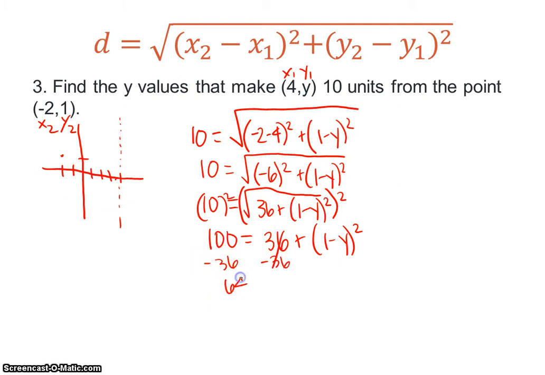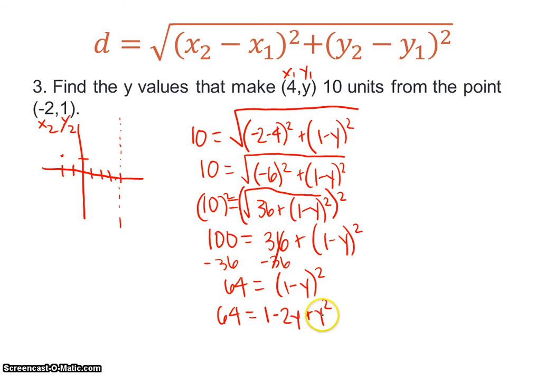So we get 64 equals (1 minus y) squared. So now we're going to FOIL. So 64 equals, we have our first term 1 squared, so 1 squared is 1. Then we're going to multiply them together and double it. So we get negative 1y times 2 is negative 2y. And then we'll square our last term, so we get plus y squared.